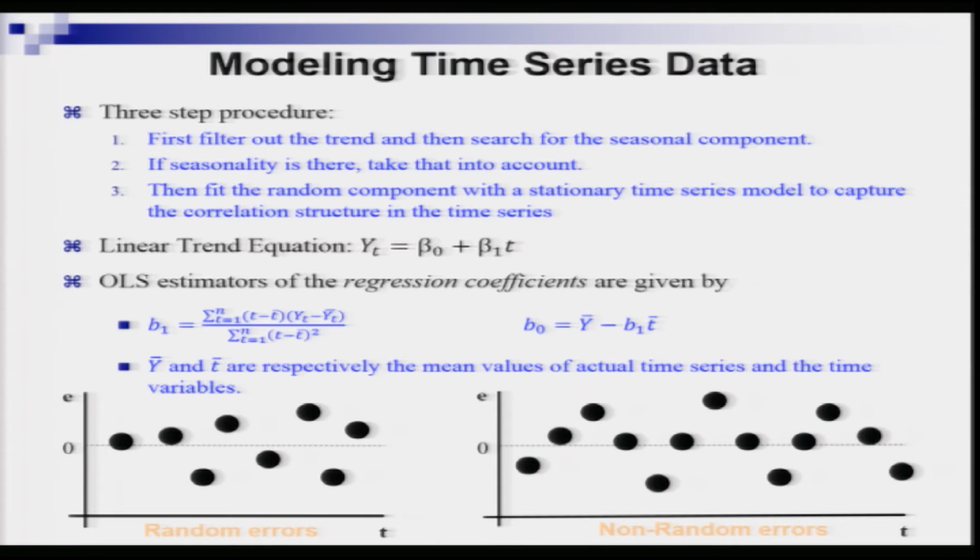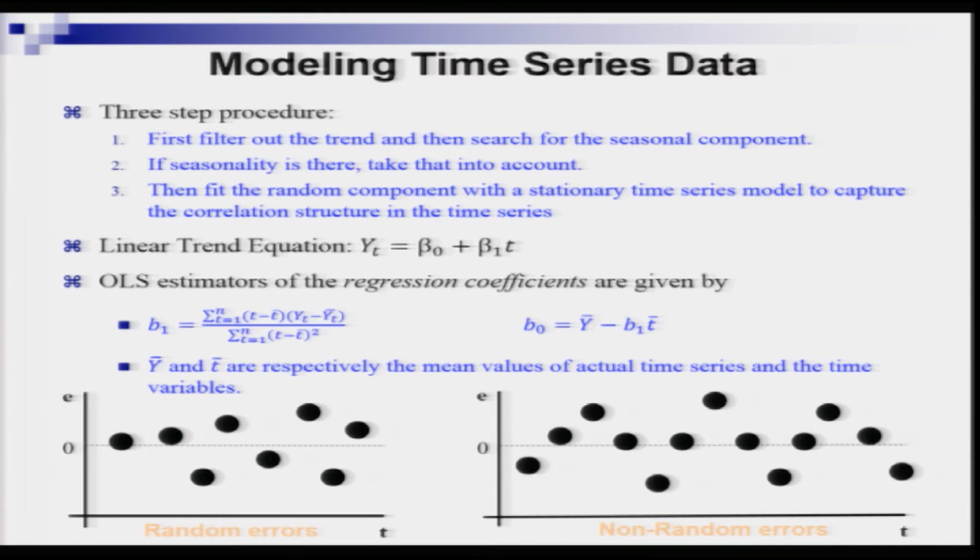So, it is basically the sample analog of the covariance between the time series variable y t and the time variable t, divided by the sample analog of the time variance variable. Okay. So, here if you concentrate on the formula for B 1, now you see that there are expressions like y bar t and t bar.